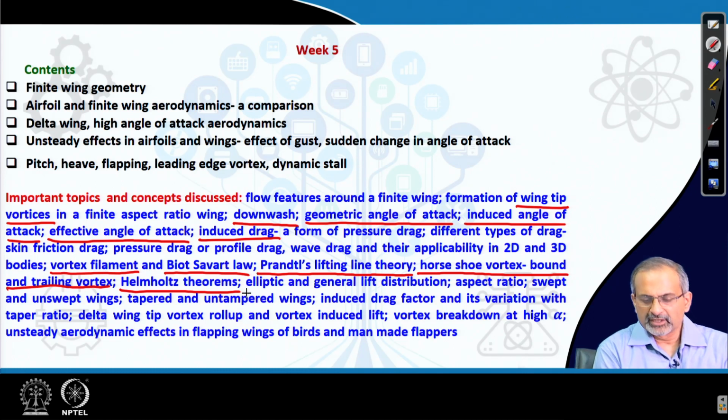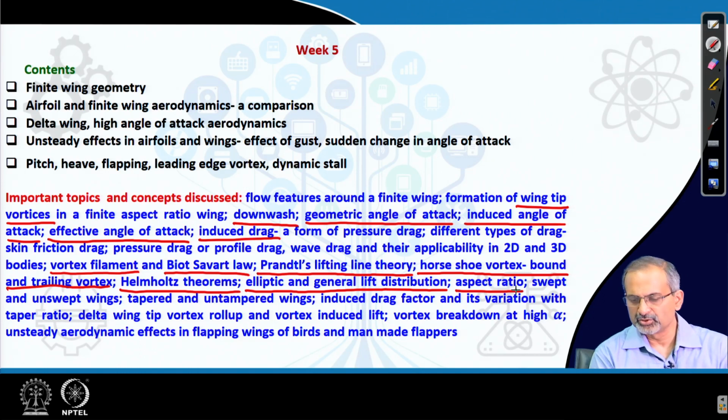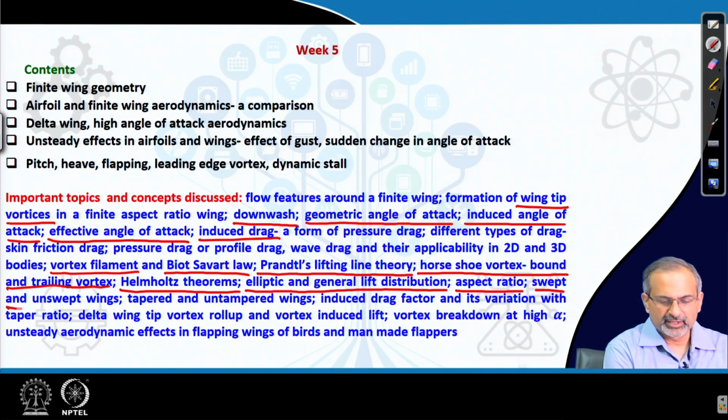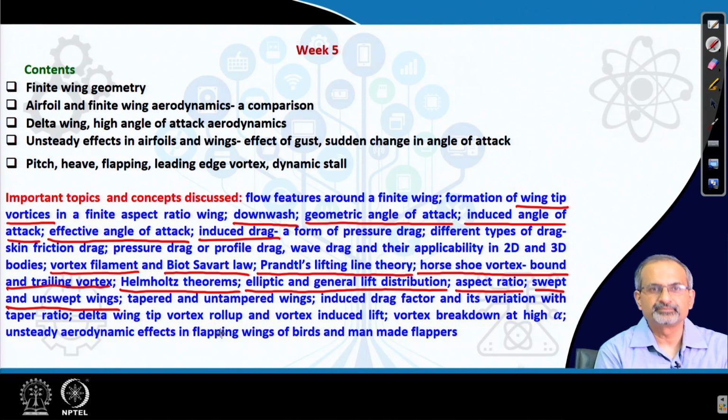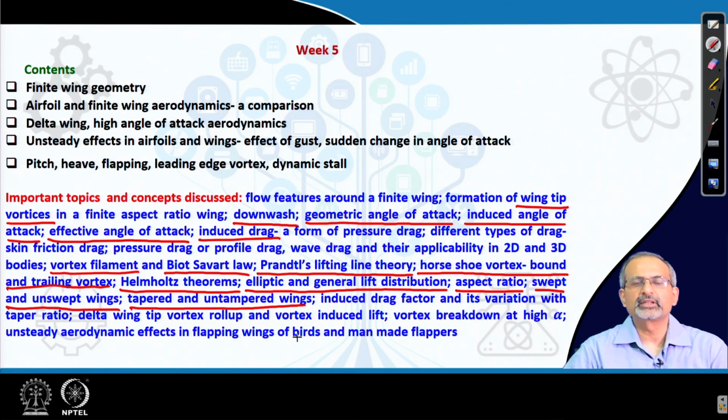Applying Prandtl's lifting line theory, we looked at elliptic and general lift distribution and how it works out on a finite wing. We looked at aspect ratio effects. We looked at swept and unswept wings, tapered and untapered wings, and we discussed the induced drag factor and its variation with taper ratio of the wing.